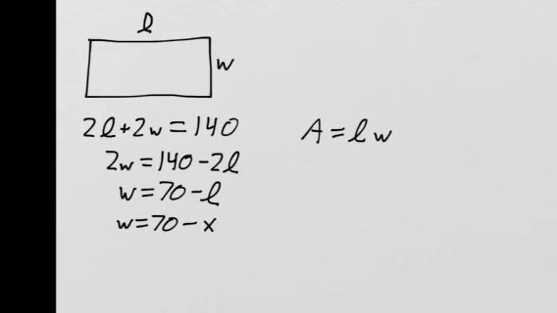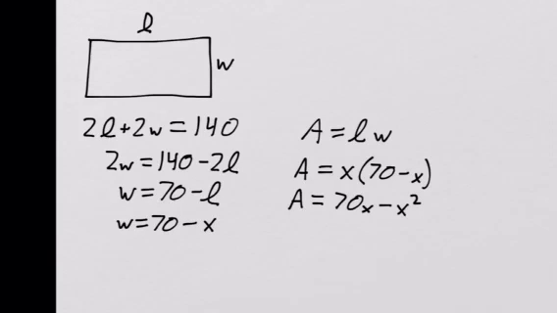Well, now over here for the area, I have A equals L, we've established is x. And then W, we've established, is 70 minus x. Now, I will be the one to state at this point, I am perfectly fine with this formula, but you may be asked to go ahead and expand this. So distributing the x, I get 70x minus x squared.